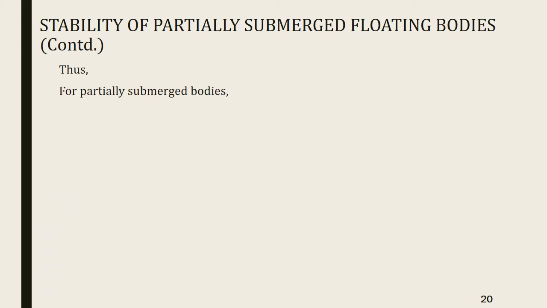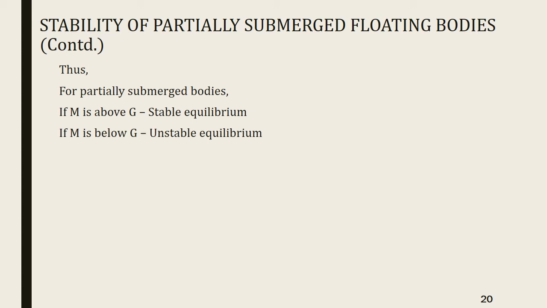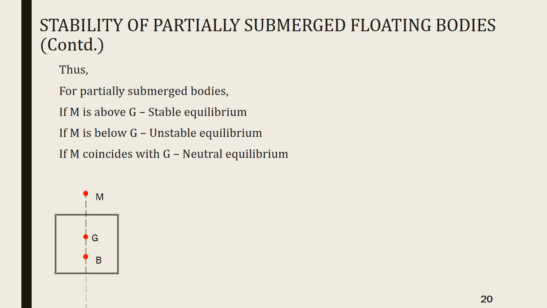So we can understand that for partially submerged bodies, if metacenter is above center of gravity, it is going to be in stable equilibrium. If metacenter is below center of gravity, it is going to be in unstable equilibrium. And if metacenter coincides with center of gravity, it is going to be neutral equilibrium. So the first case, when metacenter is above center of gravity, it's a stable equilibrium case. MG is given by BM minus BG, but we know that BM is I_y by volume of the submerged portion. So for stable equilibrium, the formula for metacentric height is given by I_y by volume of the submerged portion minus BG.